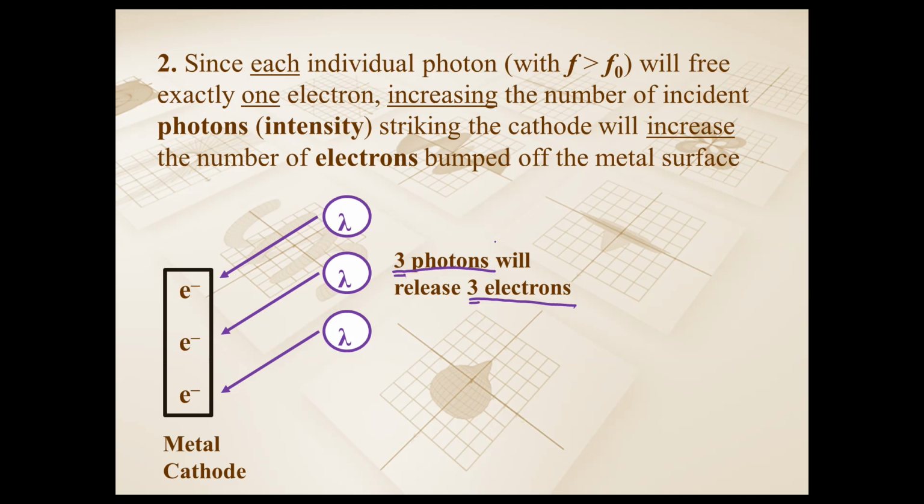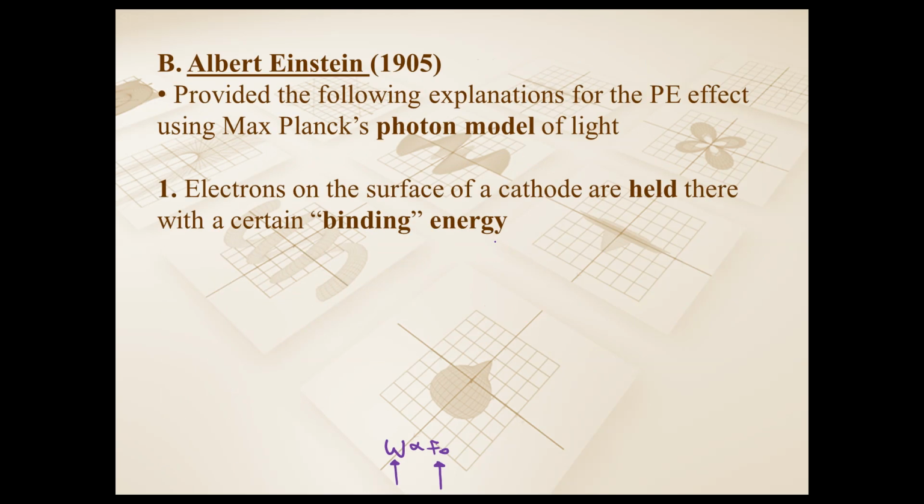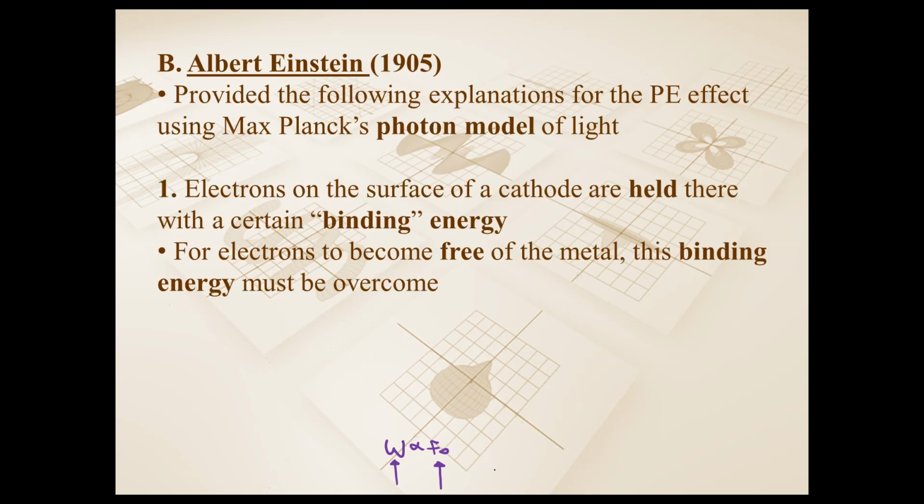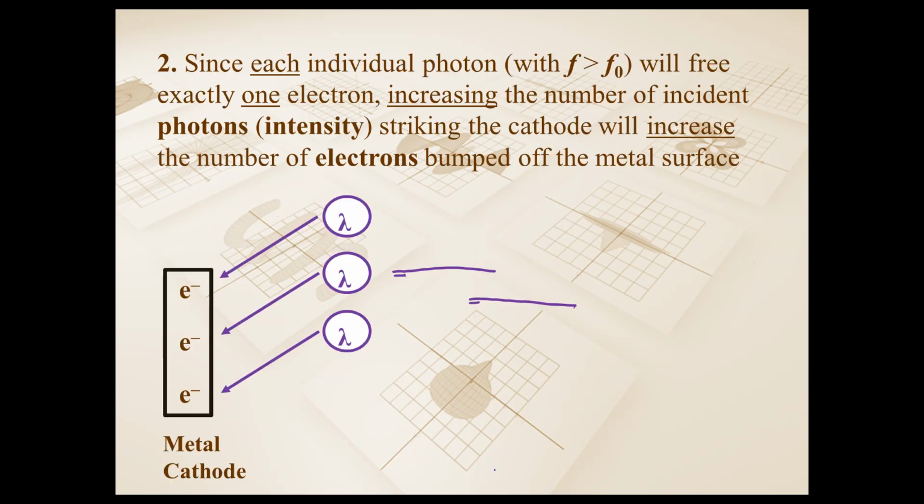I think the other one is that if we increase the intensity of light, then this has no effect on the, let's go back here for a second. Yeah, if we increase the intensity of light, it's the number of photons that increases the photocurrent. Photocurrent just means the current of the electrons, but it doesn't increase the speed. Because all these photons are doing is just releasing the electrons, in which case it doesn't matter.